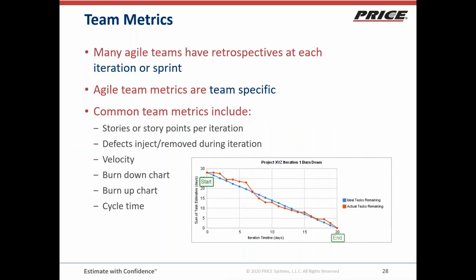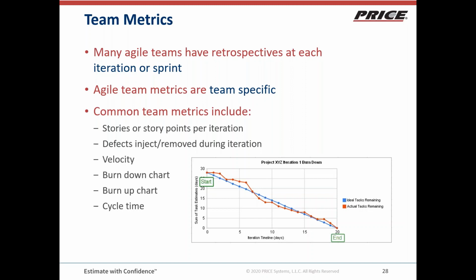Finally, just some useful metrics. As I said, many Agile teams have retrospectives at the end of each iteration. And in those retrospectives, one of the things they'll do is collect metrics. How many story points did we finish? How many defects did we find? How many defects did we fix? Agile team metrics are team specific. So each team defines how they're going to define these things.